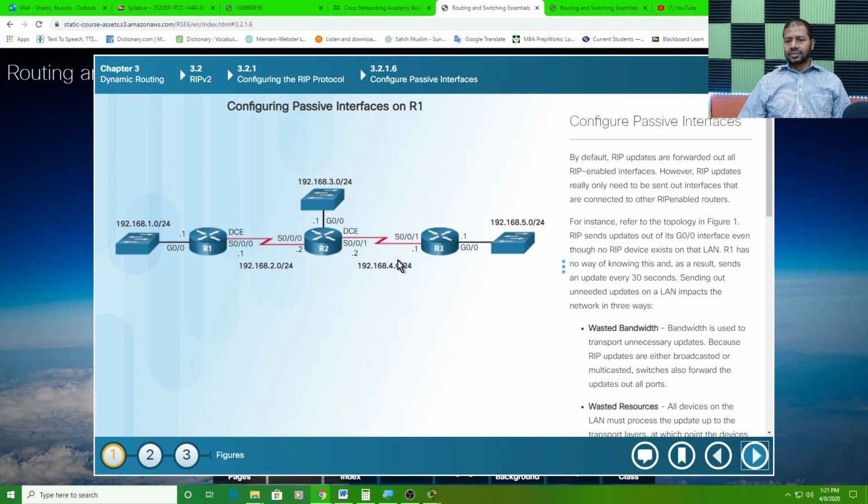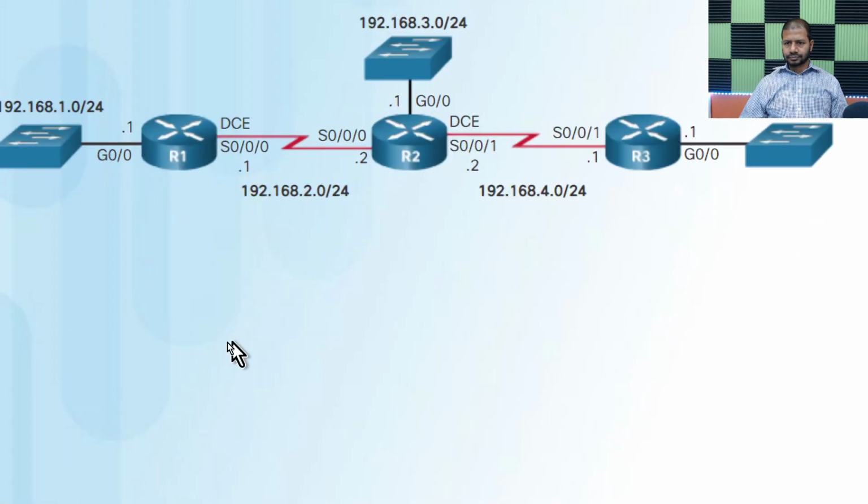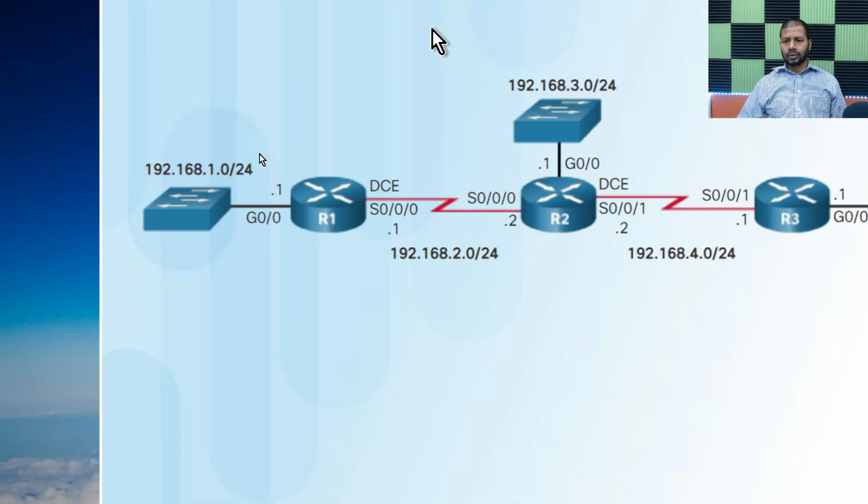Configure a passive interface. You may ask, what is a passive interface? Well, let's look at this scenario. Let's look at R1. R1 has two networks connected. Look on my left side: the Gigabit 0/0 interface only has this network, 192.168.1.0. On the serial interface, it has 192.168.2.0. Only these two networks R1 has.